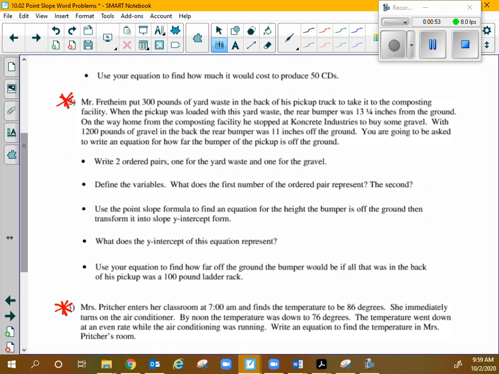What are we comparing here? The bumper height, and what else? The weight. Now, which one of those is independent? The weight. The height of the bumper depends on the weight in the truck. So when we define our variables, that independent, or X, is the weight in pounds, and our Y is what depends on the X, so our Y is the height of the bumper.